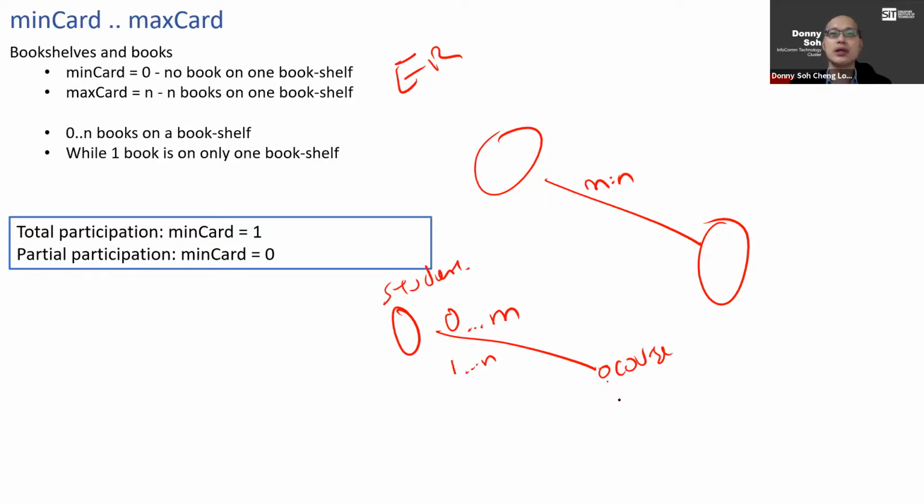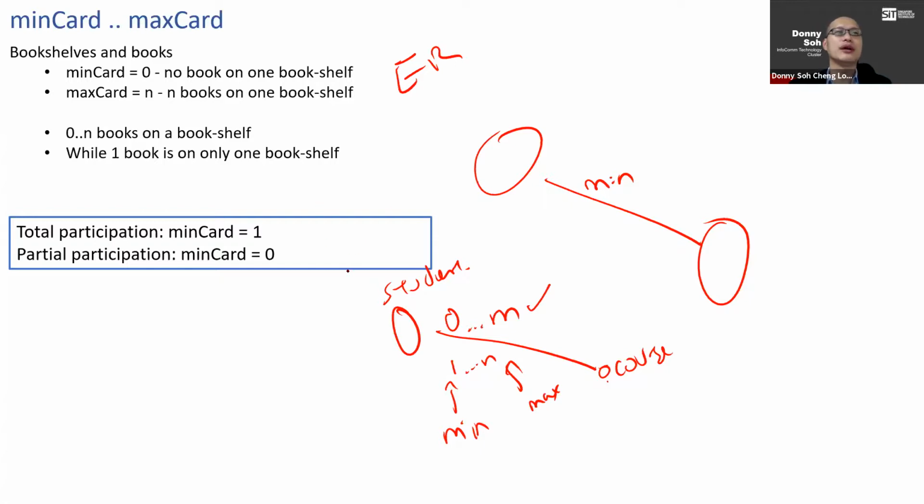So this means that one course can have 0 to M students, but if I write this, it means that one course can have 1 to N students. Yeah, so this is what this slide is trying to say. So this is the minimum, and this is the maximum.